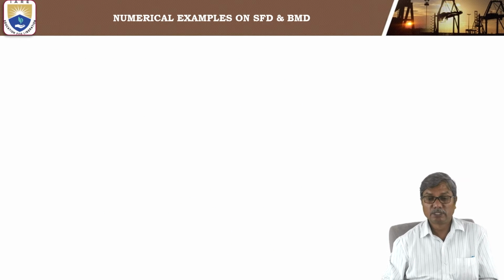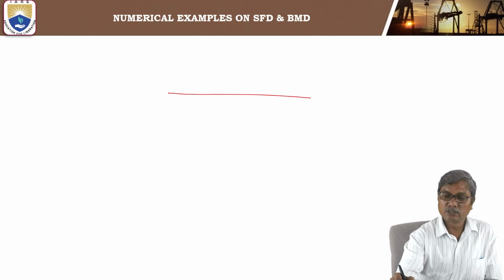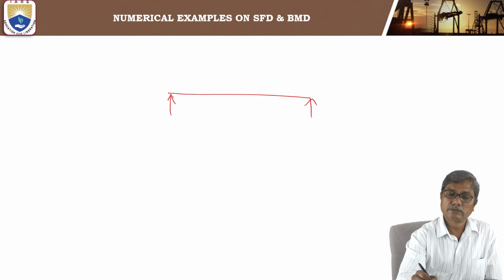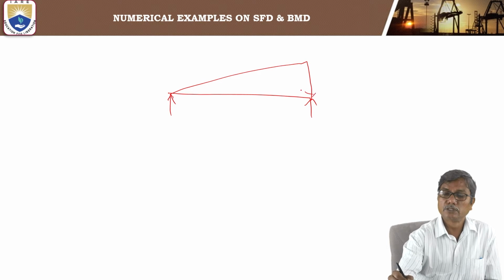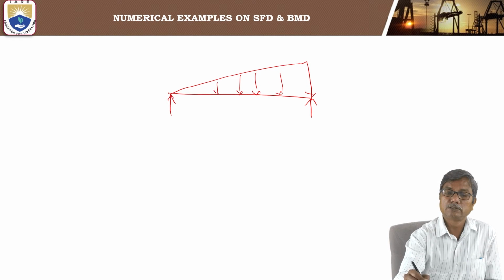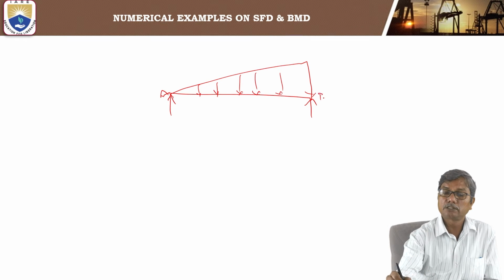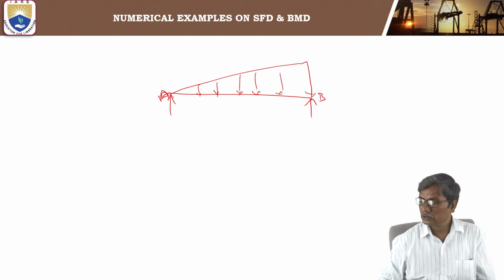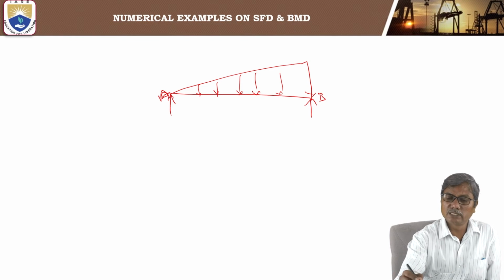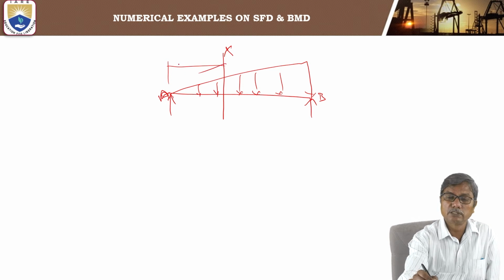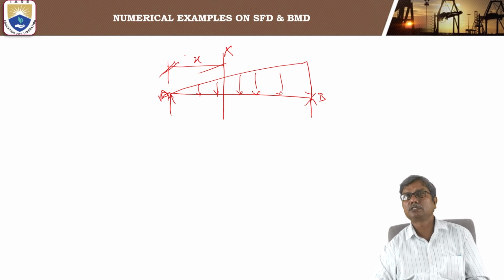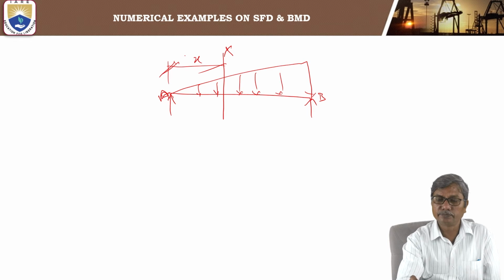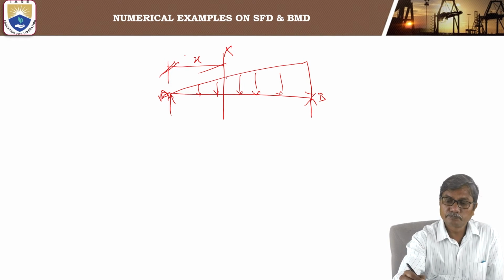So now we proceed to draw the shear force and bending moment diagrams. Here you need to consider sections, and how many sections are required depends on the given load condition. In this particular case, only one section is sufficient because only UVL is acting. It is enough for us to consider one section between A and B at a distance x from A.